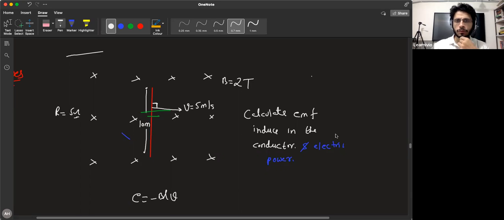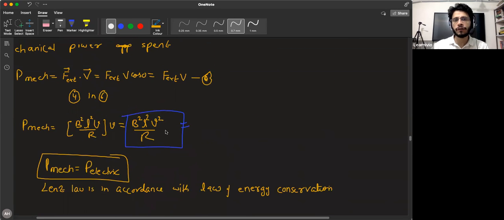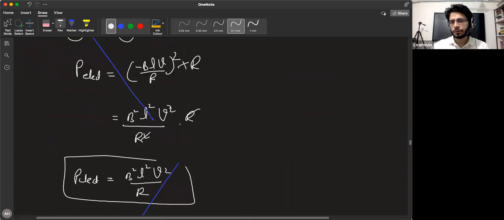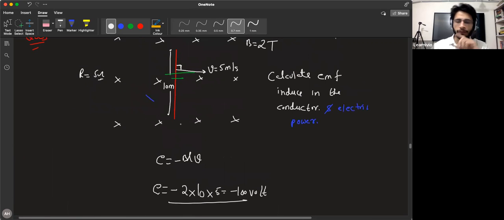Nabil, power you can get from force into velocity. Yes, you can do that. But ultimately, when you are doing force into velocity, you are deriving this relation. We have already derived it. So it's better if you use this direct formula, because doing force into velocity means you are deriving it.